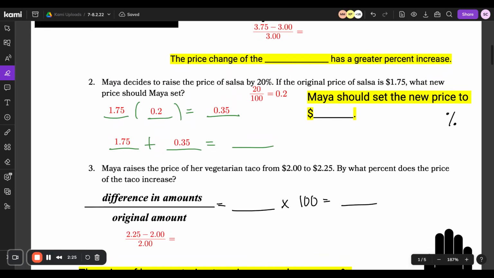For number 2, this one is partly done for you, so just make sure that you have it down. They've given us the percent that we're going to increase by. She has salsa that's $1.75, and then she's going to increase it by 20%. You'll see that when she increases it by 20%, it is equal to 35 cents. So her original price of $1.75, she's going to increase by 35 cents. So what is going to be the new price for her salsa? Figure out what that is, and then answer this question here, filling in the blank: Maya should set the new price to be what amount now?